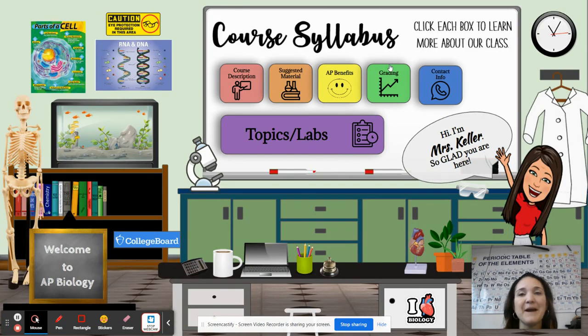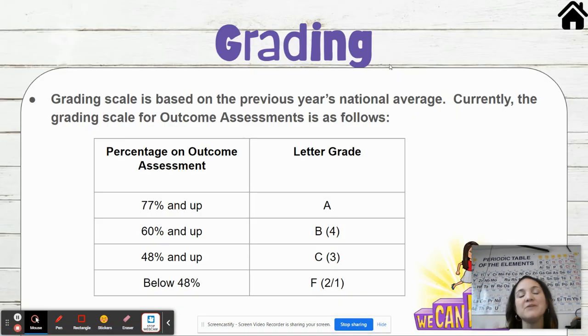All right, so the last thing I'm going to show you, or one of the last things, is grading. I know this is important to students to know how they are assessed and where the line is between an A and a B or a B and a C. So unfortunately or fortunately, I use the national average as far as grades go. So basically every year the College Board releases the averages for AP Biology or any AP course, and so I use those percentages. So for example, in 2021, if you had about a 77% or above on the AP exam, that would have been a 5.